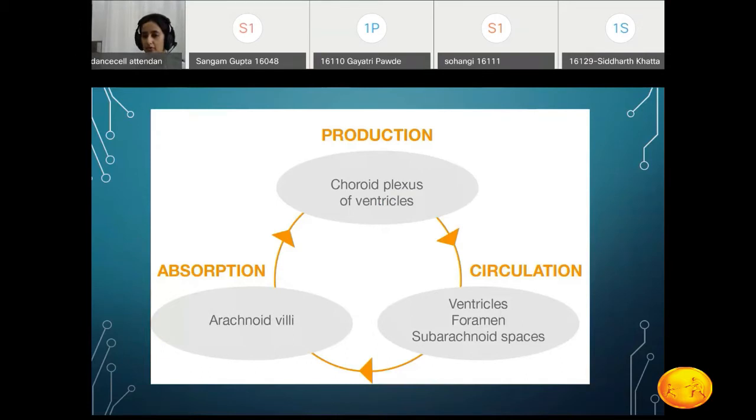So the diagram showing choroid plexus of ventricles producing CSF, then CSF entering into the circulation, into the ventricles, then via foramina into the spinal canal, then into the subarachnoid spaces via absorption. From arachnoid villi, the byproducts enter into the blood, and again from blood the choroid plexus of ventricles secretes CSF.